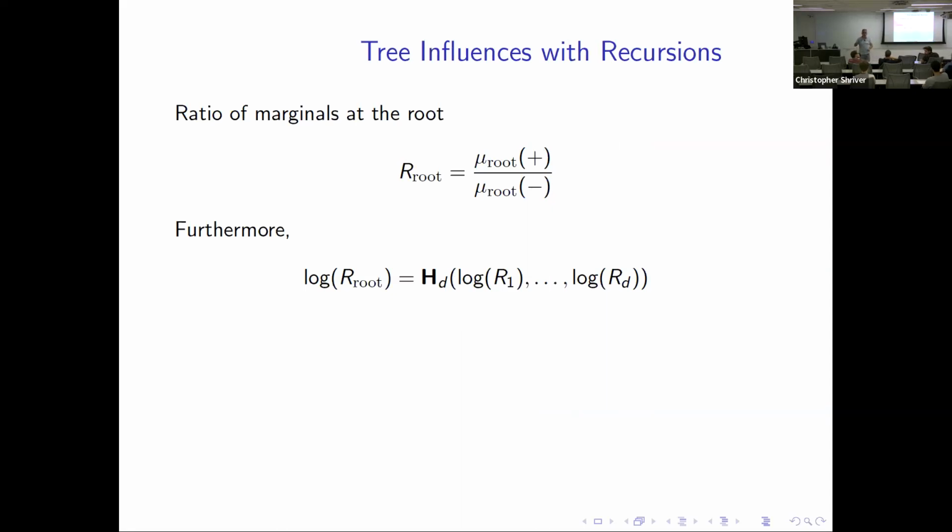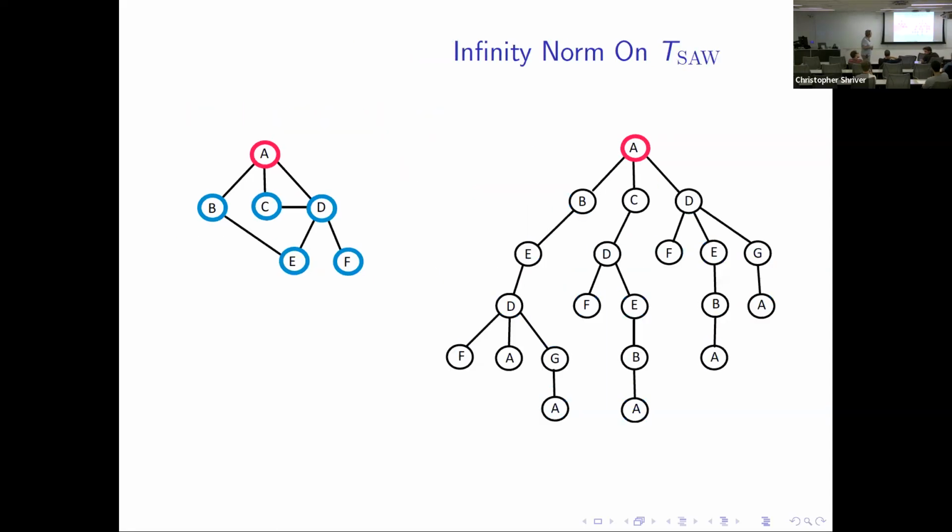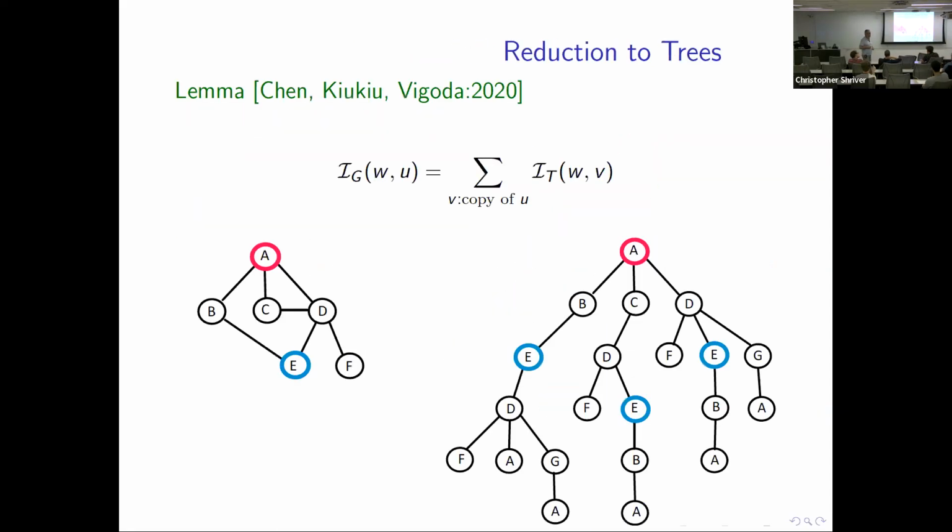There is no influence of a walk on another walk. So this is the measure. This is the influence matrix of this measure here.